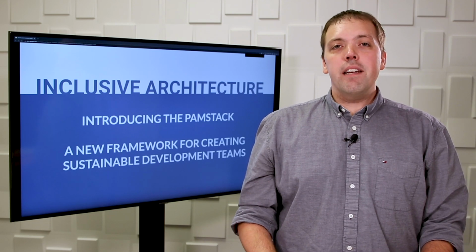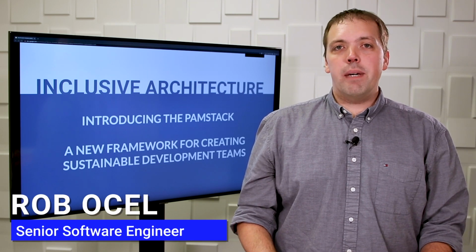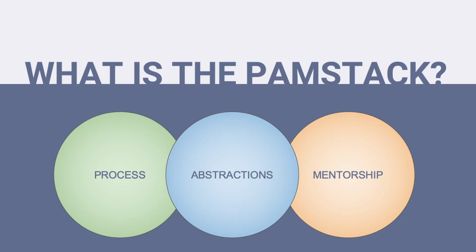Hello everybody, my name is Rob Osell, and today we're going to be talking about inclusive architecture, or how to build sustainable development teams that include juniors using something that we call the PAMstack. So what is the PAMstack? The PAMstack is just a playful name that we give to three things that we think help build these teams: process, abstractions, and mentorship. We're going to explore each of these three pillars throughout this talk.